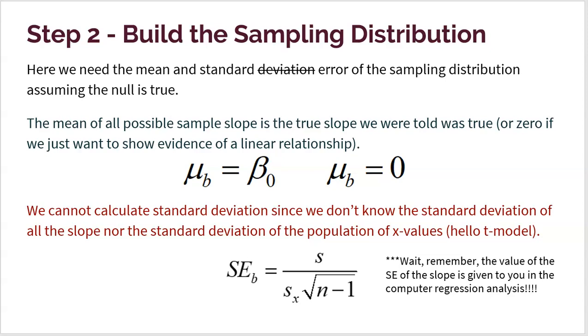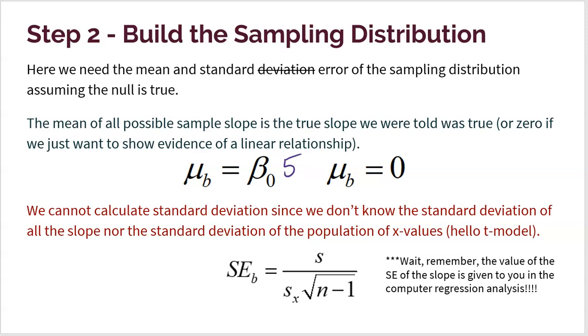So the center of that sampling distribution is the mean of all possible slopes. Remember, a sampling distribution doesn't just show our one slope that we found from our one sample. It shows all possible slopes that could come from all possible samples of the same size. So the center is going to be the null, whatever we heard was true. So if it was the problem where we were told that it was 5 and we want to prove it's more than 5, but the null is that it is 5, okay, so that would be our center. We would center it at 5.